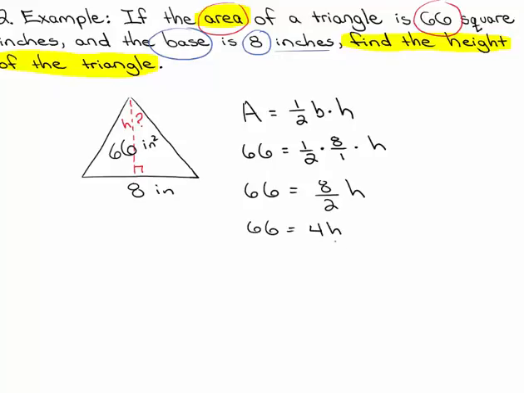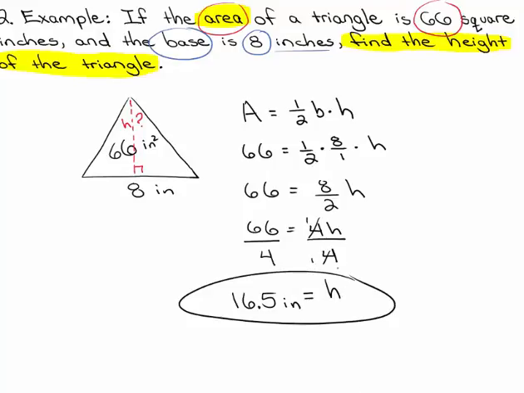If we're solving for h, we just need to divide both sides by 4. So this is going to give us h is equal to 16.5, and because it's a height, it's got to be inches, right? Because they told us everything else was in inches. The area was inches squared, the base was inches, height's got to be inches. All right, good stuff. Let's do one more problem.